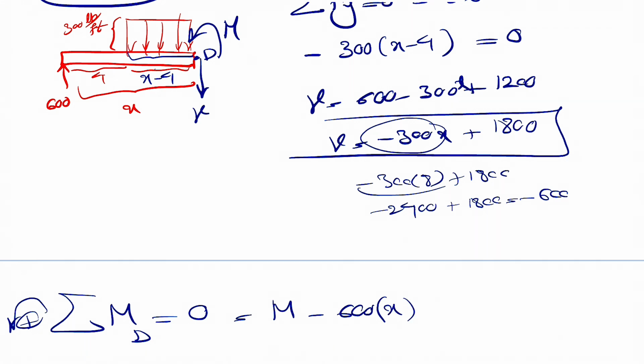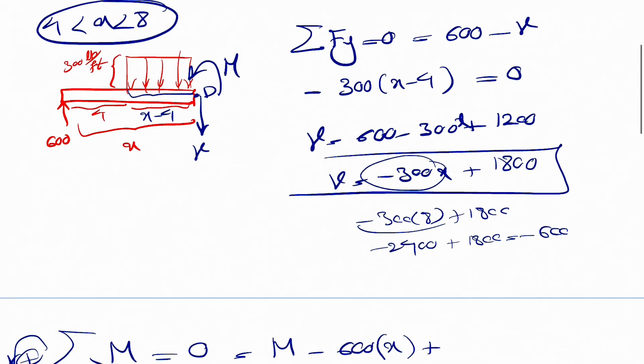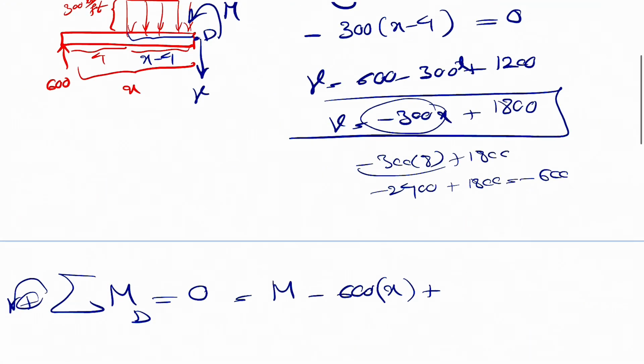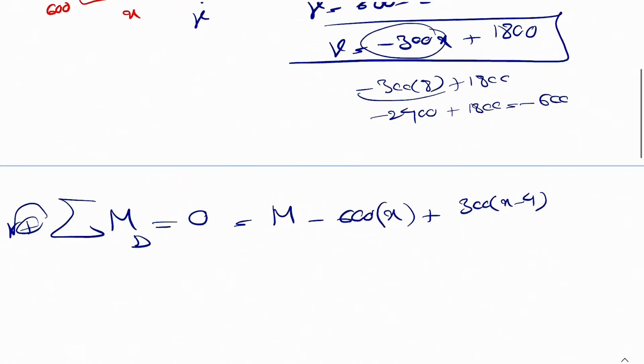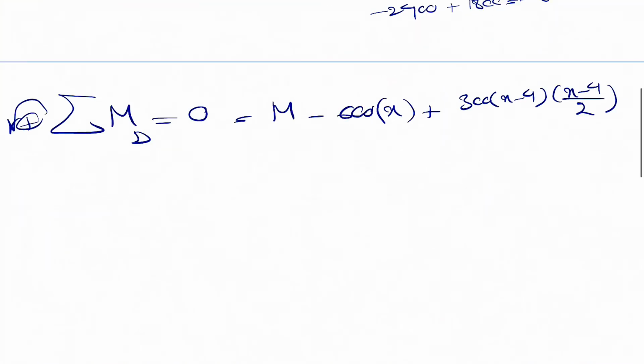And also we have the moment of the distributed force, and that would be counterclockwise, so positive. We figured out the force in the previous step. It was 300 times (x minus 4). And as we know, this distributed force, we're going to replace it with one single force that has this magnitude, and it will be applied exactly at the center, which would be (x minus 4) divided by 2. That would be our function.